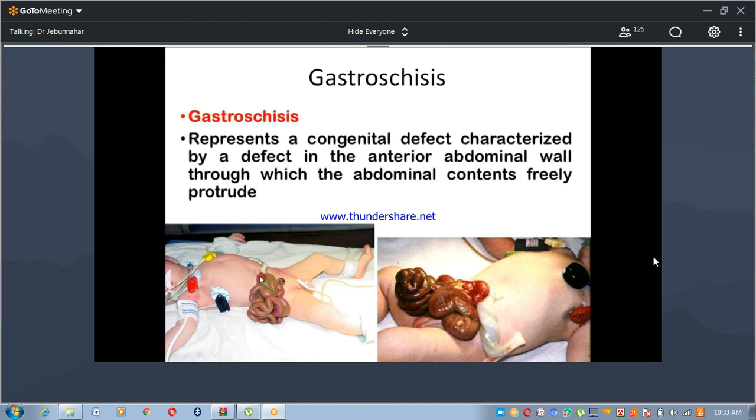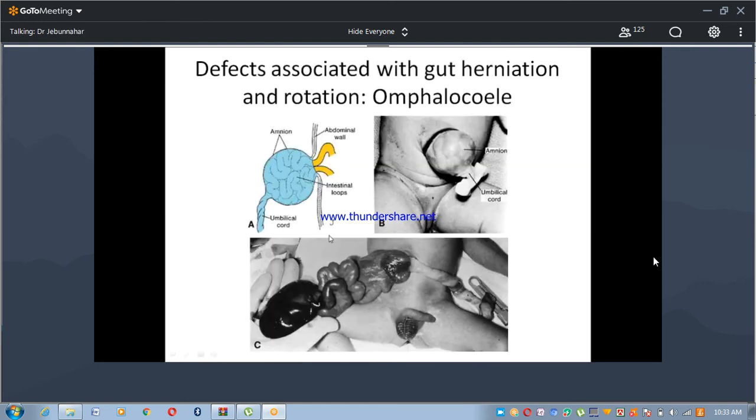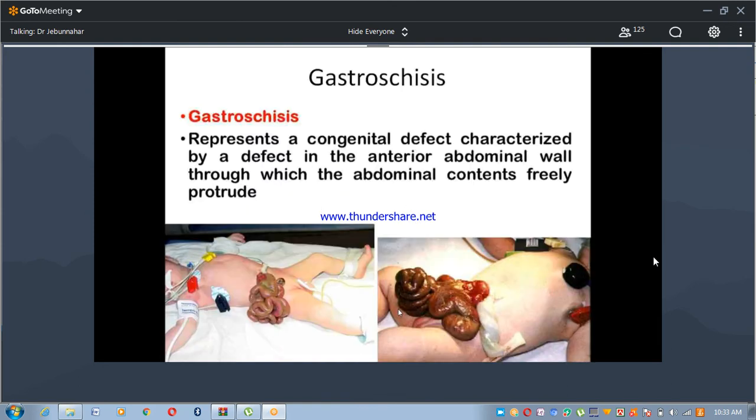Through an abdominal orifice, a weakness, the total intestinal coil comes out. So this is the congenital defect characterized by a defect in the anterior abdominal wall through which the abdominal contents freely protrude. This is gastroschisis. This is omphalocele.